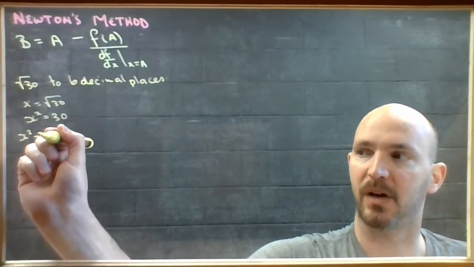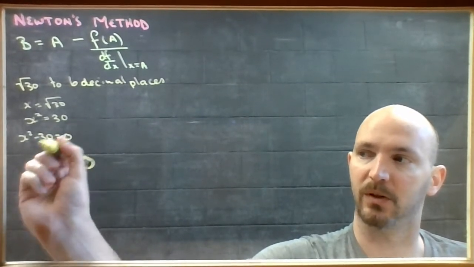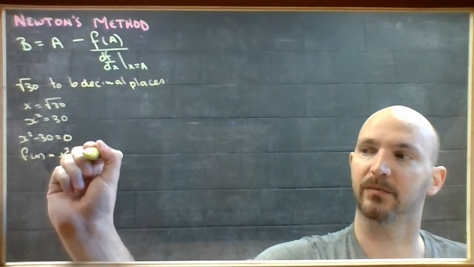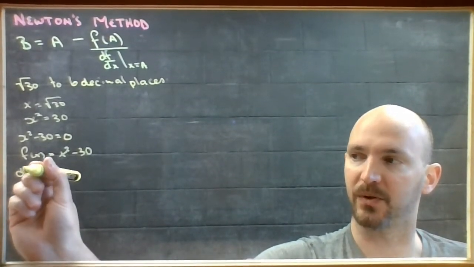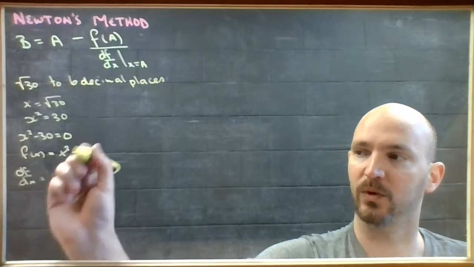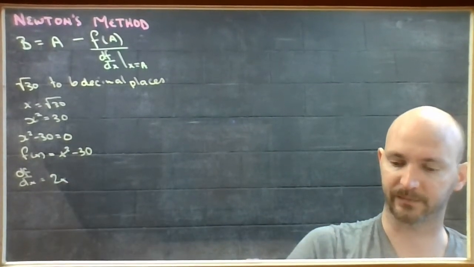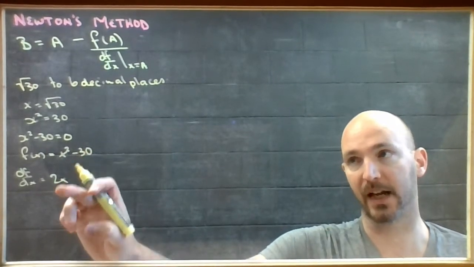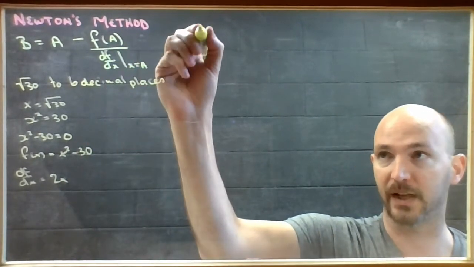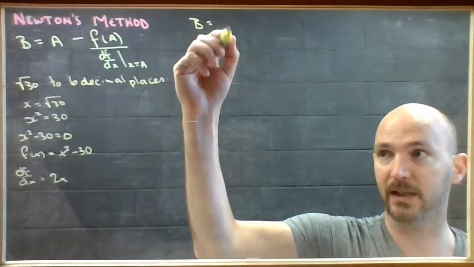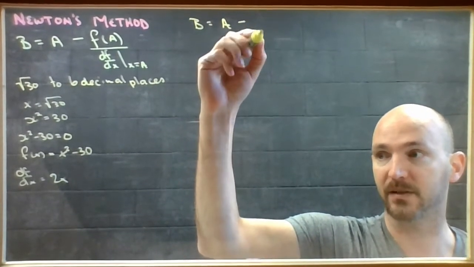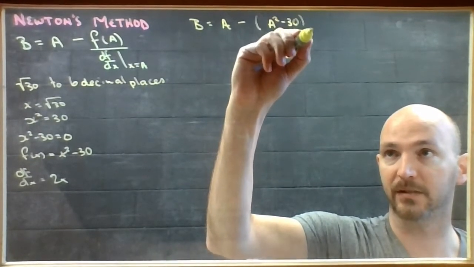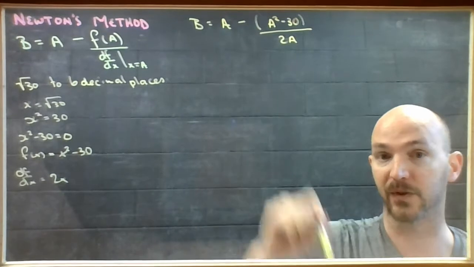That number squared minus 30 equals 0 looks like finding the x-intercepts of this particular function. And the derivative of that particular function would be 2x. So if I plunk this function and that derivative into this equation, I end up with my next guess is my first guess subtract my first guess squared minus 30 divided by 2 times my first guess.